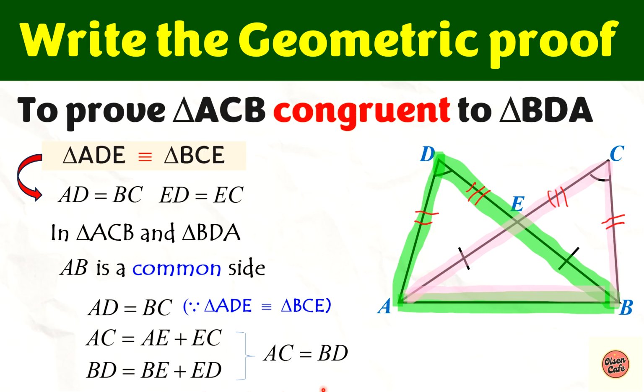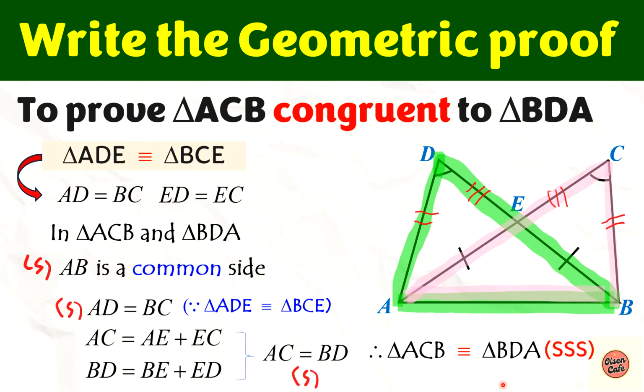Now we are ready to conclude, and hence I'm able to prove that triangle ACB is congruent to triangle BDA. But what is the case? The case is still missing. The case that we are using here is side, side, and side. So I'm going to state the case for the proof, which is S, S, and S. This is how we write a full geometric proof for triangle congruence using triple S.